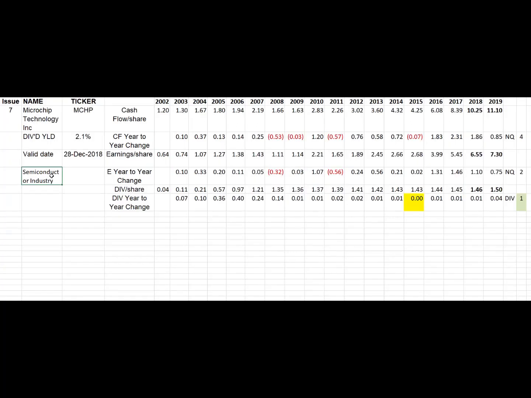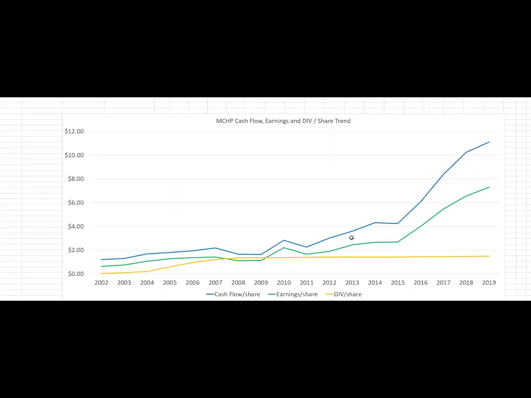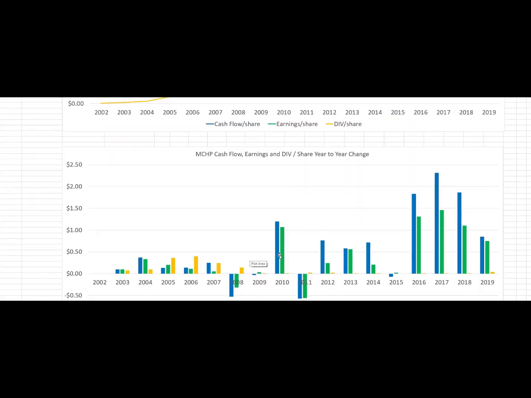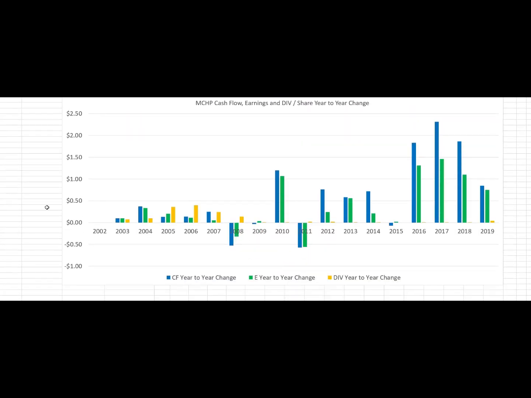Another member of the, well, okay, that's supposed to be semiconductor industry. Microchip Technologies, MCHP, they're at 2.1%. There's their one flat year going from 14 to 15. So they're a Div 1. And that's what they look like. Again, must have been some interesting board meetings here in this time frame. And here's what the year-over-year changes look like.